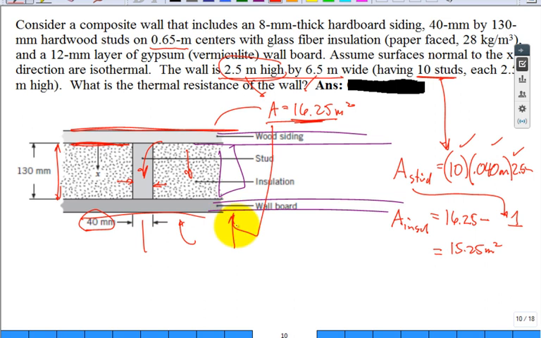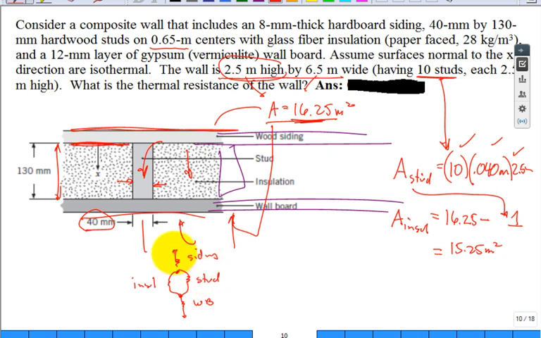So now what we do is we set up a resistor network. It's got to go through the wood siding, then it can go either through the insulation or through the stud, and then it's going to go through the wallboard. Let me draw that again: siding, then insulation and stud, then wallboard.